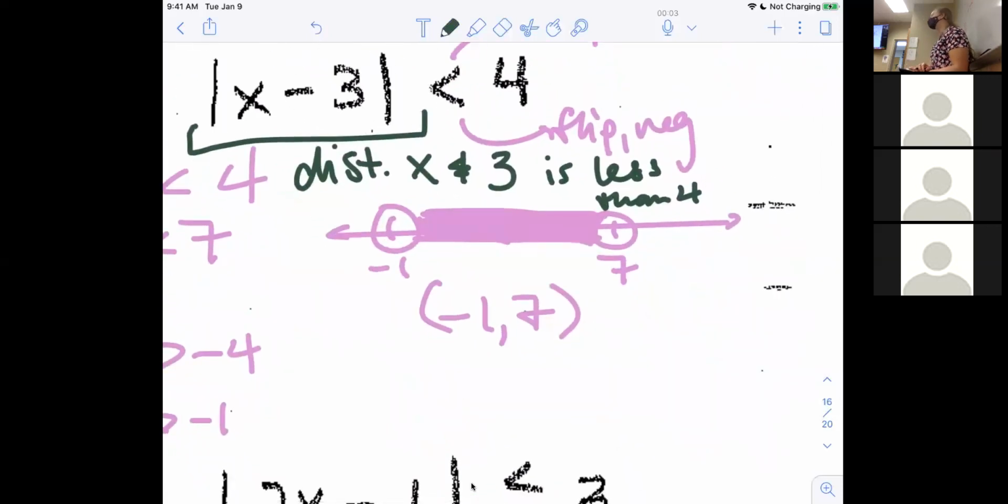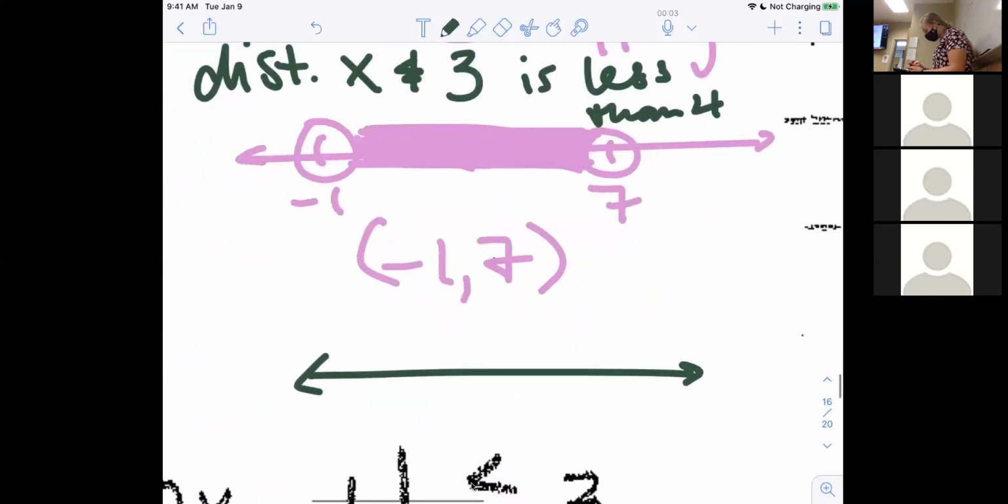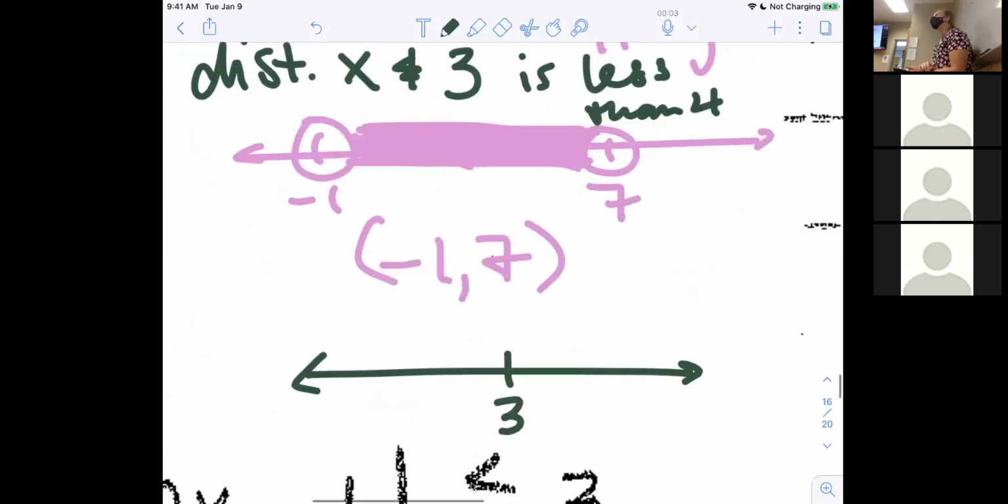And you don't have to necessarily write that out. I'm just writing that out to prove something to you right now. So if I read that as the distance between x and 3 is less than 4, well, I'm going to draw a little number line, a distance between x and 3. So I know where 3 is. We'll say 3 is here.